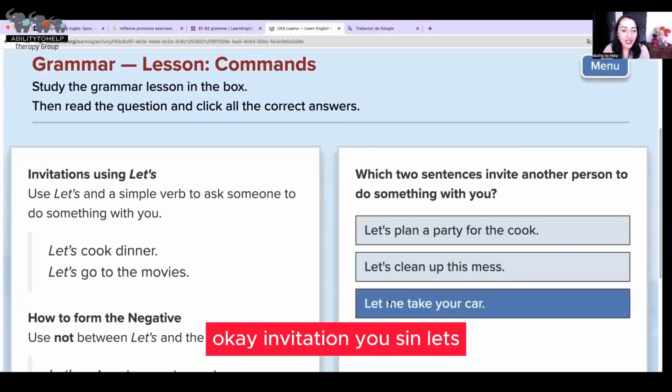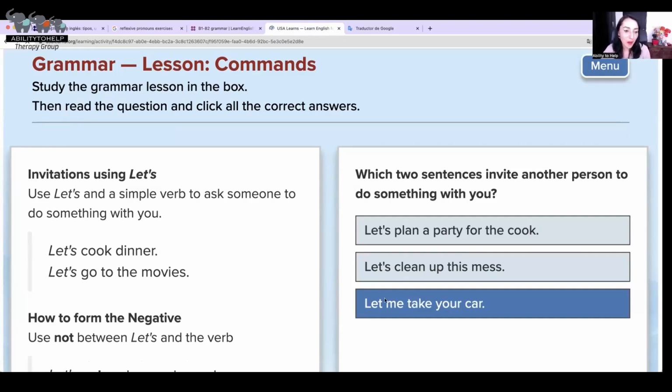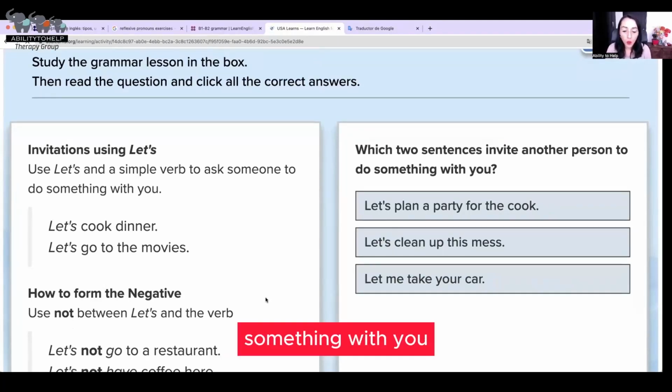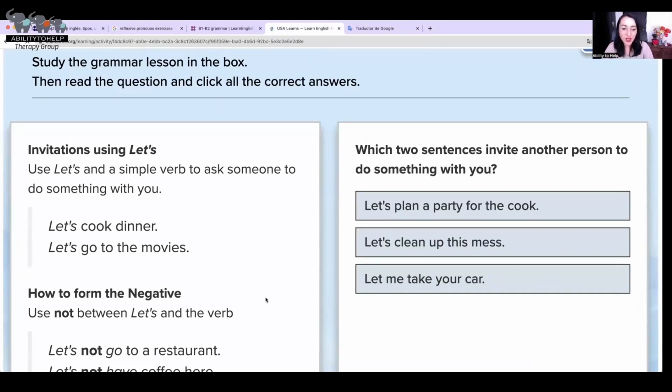Okay, invitation using let's. Let's go. It's when you make an invitation, when you want to invite someone to do something. Use let's and a simple verb to ask someone to do something with you. So let's cook dinner. Let's cook together. It's a good idea. What do you think? Let's cook something. Let's go to the movies. It's like an invitation, but you are saying a comment.